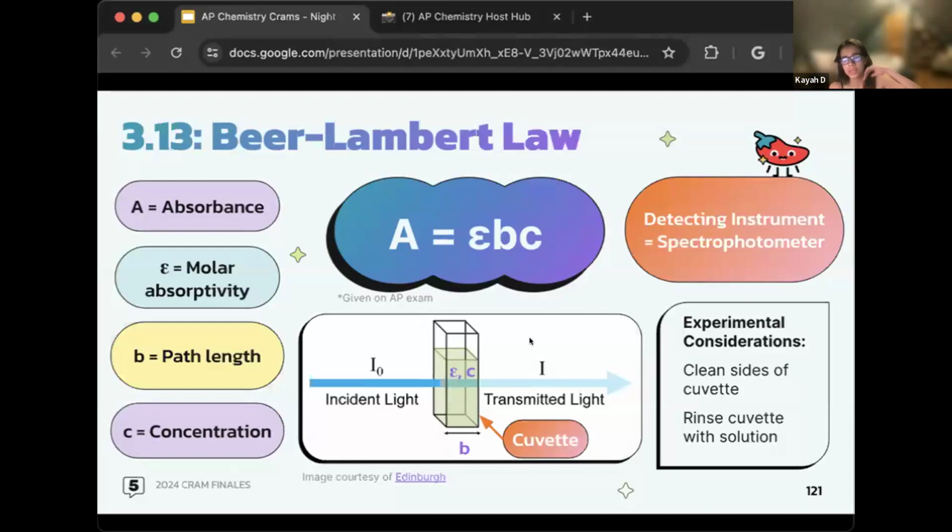Usually they'll give you the value for the absorbivity or for any of the other variables, and you'll be able to solve like that. You won't actually have to analyze a cuvette or anything like that.